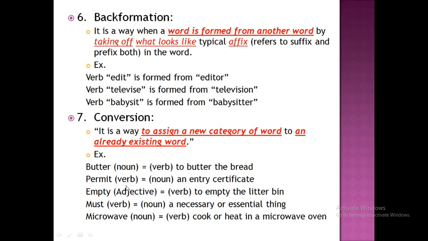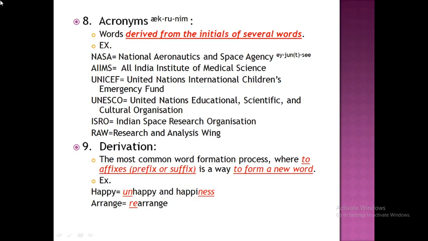a new word. Permit is a verb, but permit is referred to as a noun as well, to show the entry certificate. Empty is an adjective, but it is used as a verb to empty something. Must is an auxiliary verb, but it is used as a noun as well, a necessary or essential thing. Microwave is a noun, a device, but it is used as a verb as well, to cook or heat something in it. So this is a conversion technique where a word gives a different category of words.